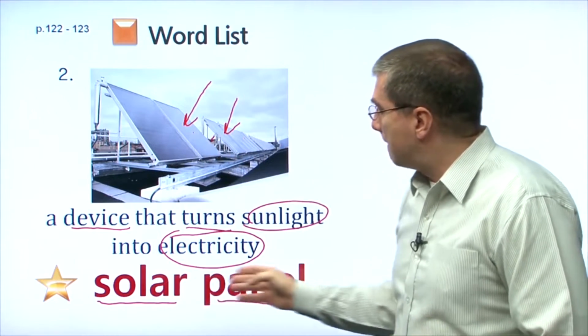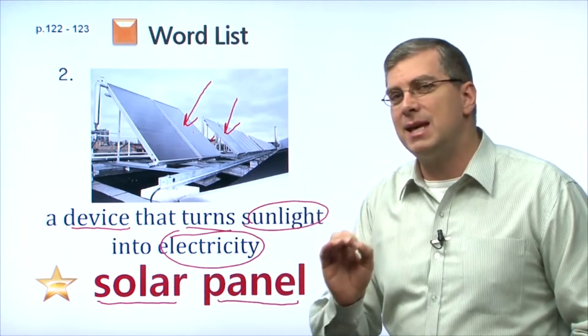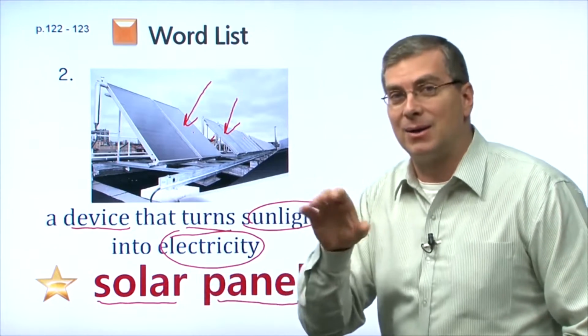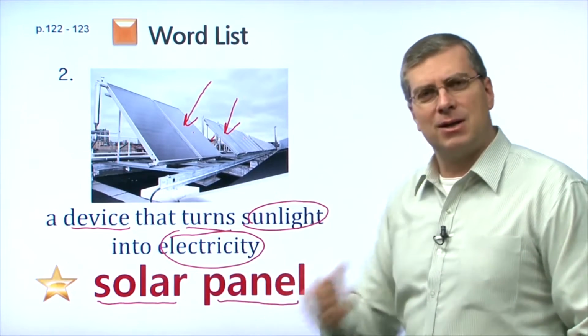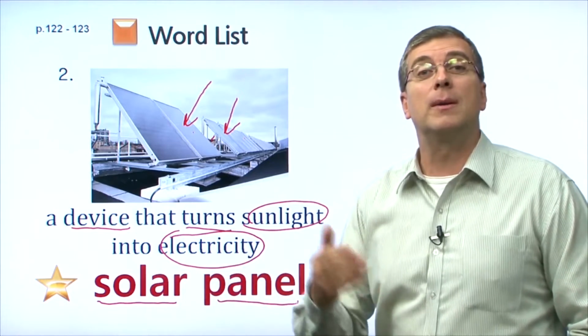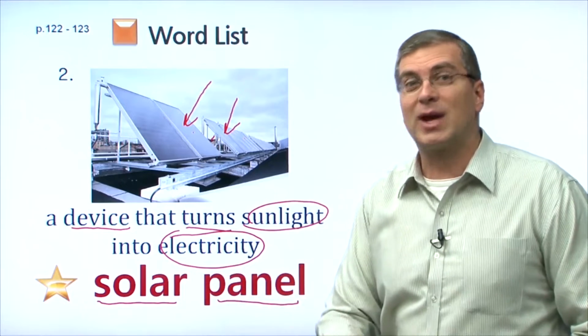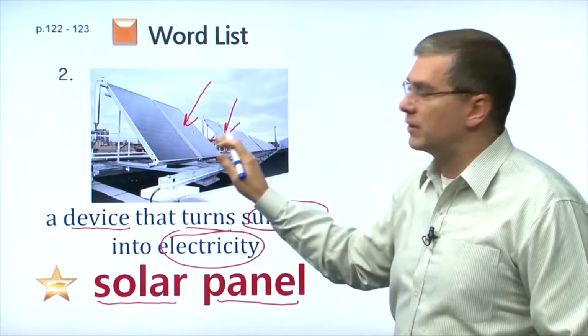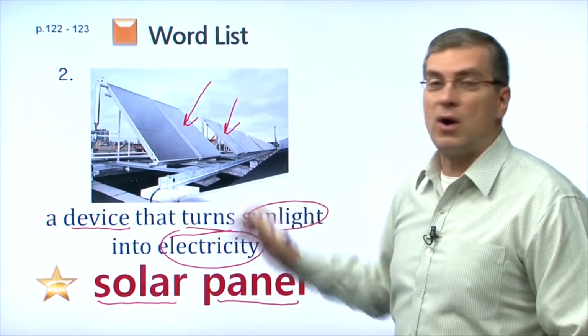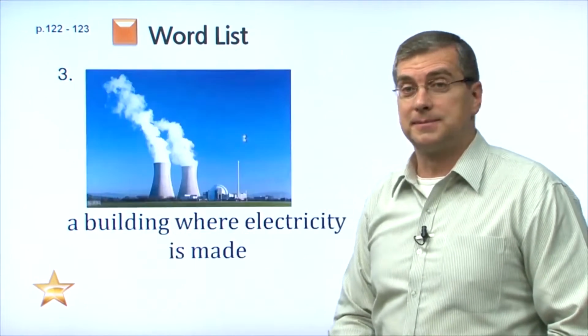So, solar panel. And remember the P pronunciation. Panel. Panel. Lips together. So we have solar panel. You guys practice. Solar panel. Okay, good. Solar panel. Okay, let's move on. This is one device, of course, to make electricity. Let's move on to our third word.